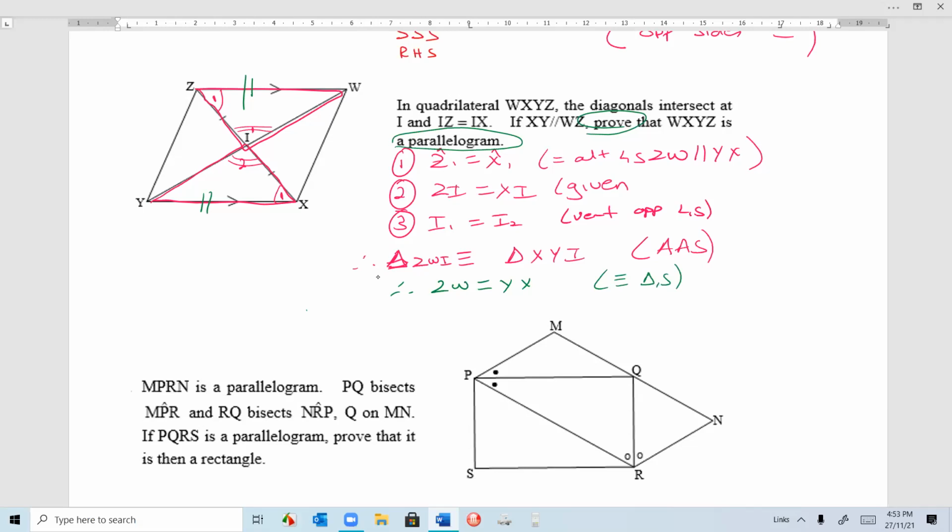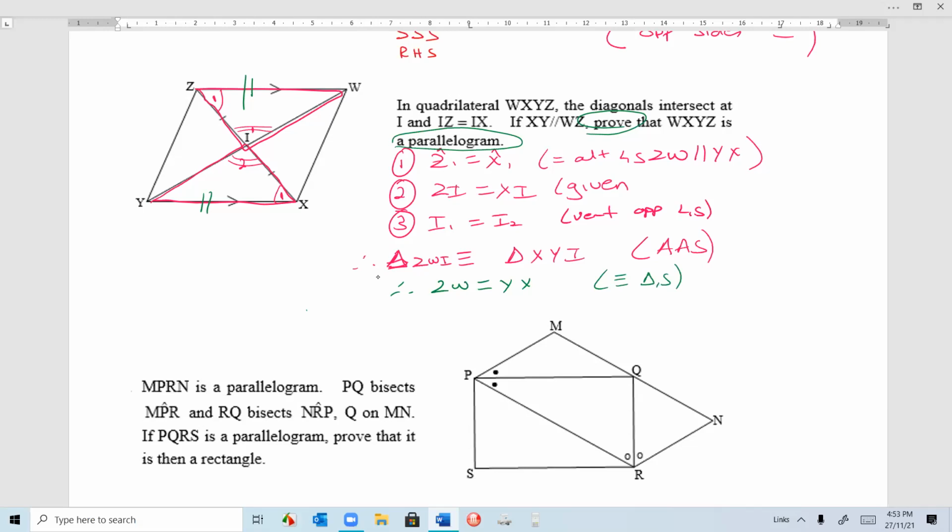So I think what it means is, can we say IW is equal to IY because of congruent triangles? Yes, we can do that. We can say IW is equal to IY. Actually, that's a very good way. IY is equal to IW, and therefore diagonals bisect, it becomes a parallelogram.